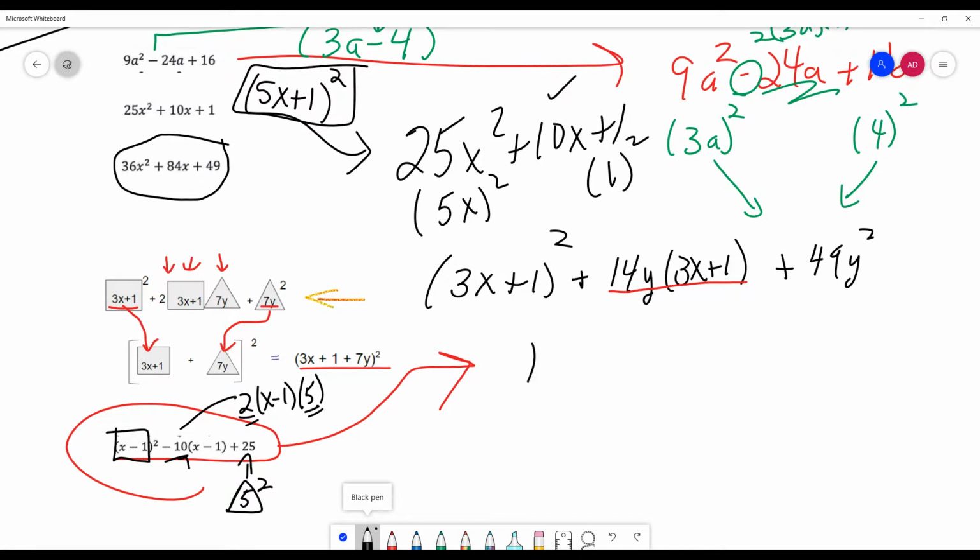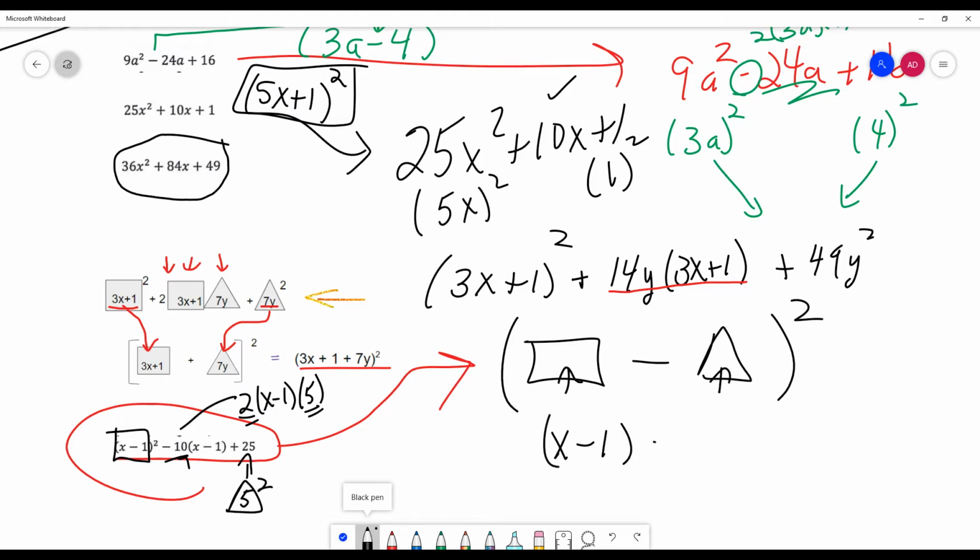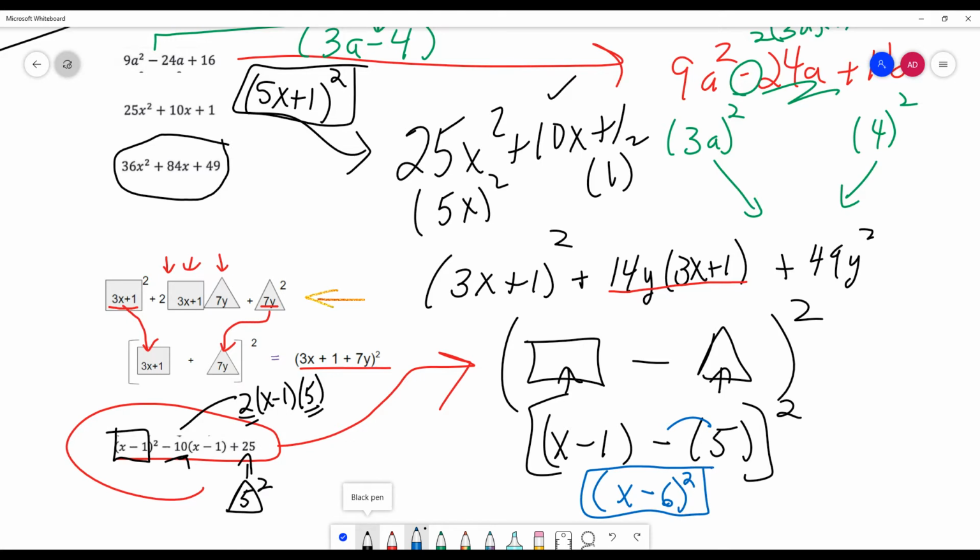So now when I factor it, remember what I said, box minus triangle squared. You just have to fill in the box and the triangle. Well, the box we said was x minus 1. The triangle we said was 5. And that whole thing is being squared. Now, you might be looking at this going, whoa, whoa, whoa. Can I do something with that? Why, yes, you can. Since they're just numbers, good old-fashioned x minus 1 minus 5, yep, becomes x minus 6 quantity squared, right? So that is how you would factor that perfect square trinomial.